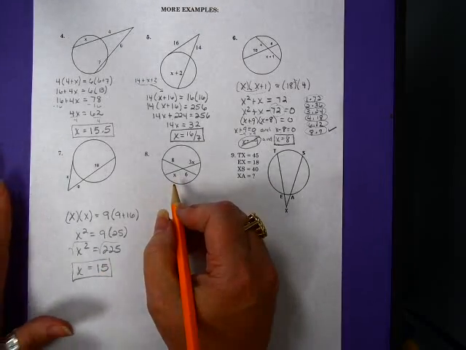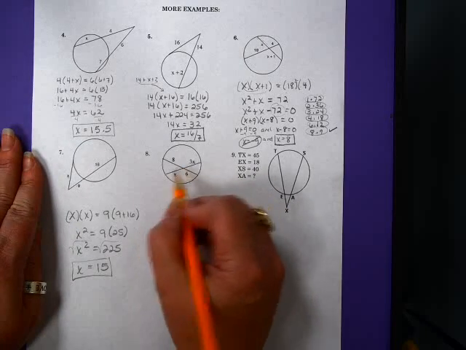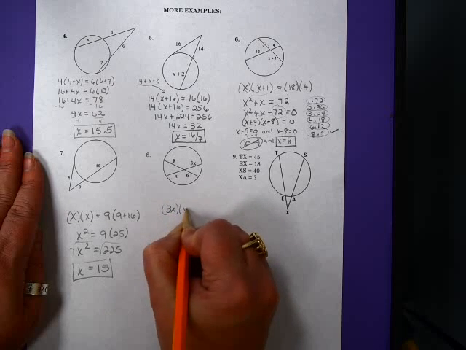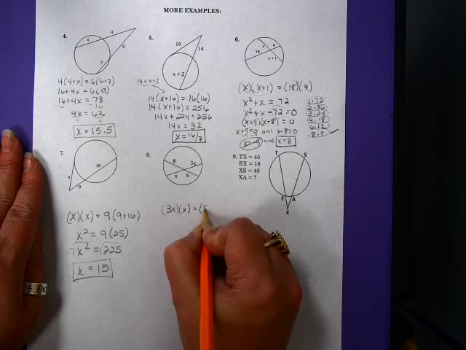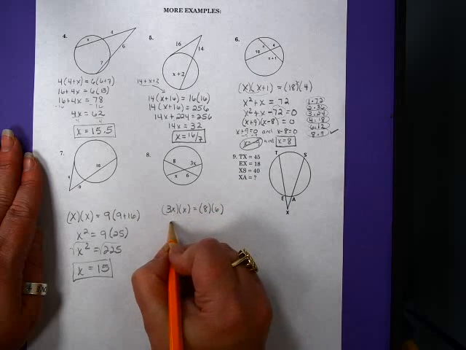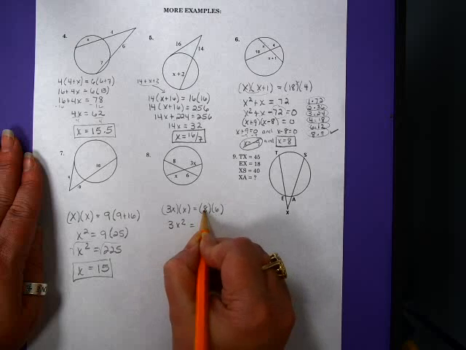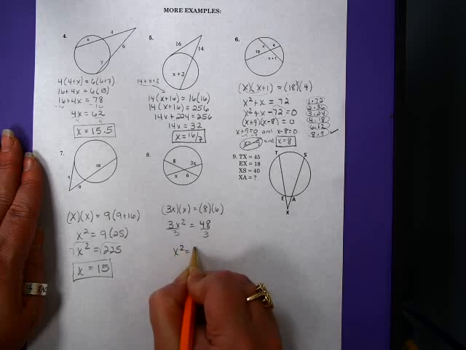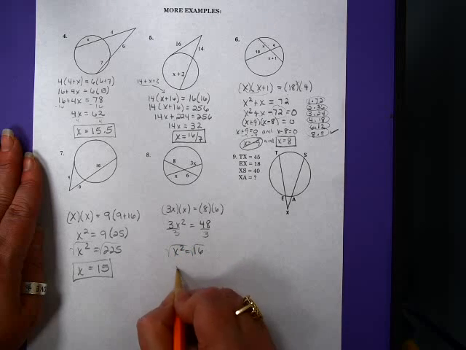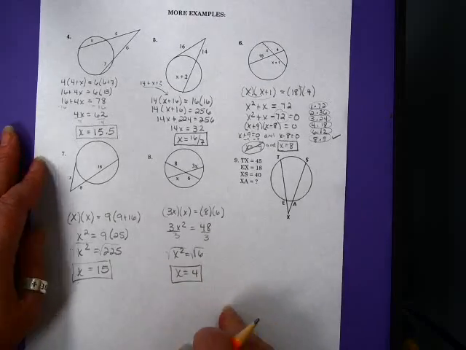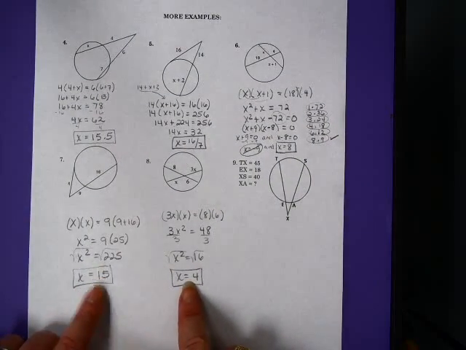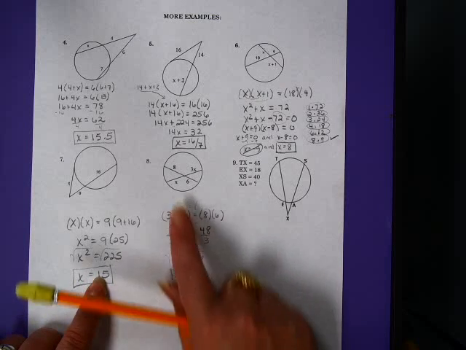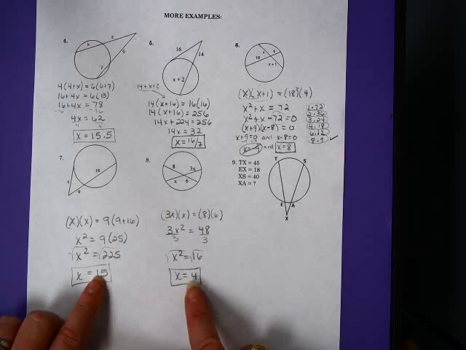The next one, the intersection is on the inside, so it's going to be piece times piece. So here I have 3x times x equaling 8 times 6. So this is going to equal 3x squared equals 6 times 8 is 48. Divide by 3 on both sides. I get x squared equaling 16. Square root. I get x equals 4. And to be honest, on these two, x is really positive and negative 15 and positive and negative 4. But remember, we can't have a negative distance. So that's why we only use the positive in this instance.